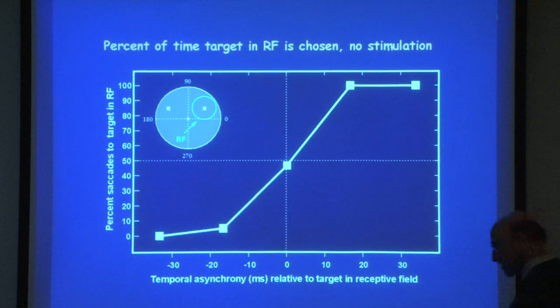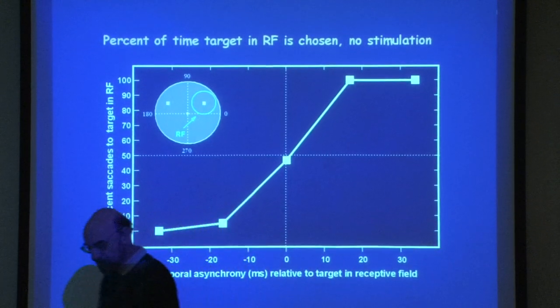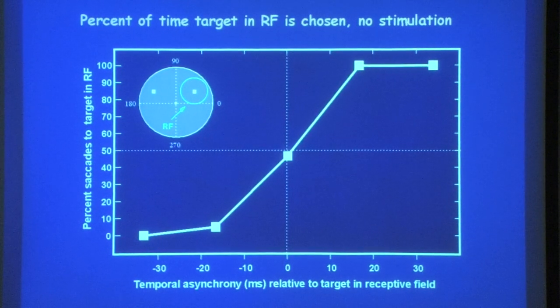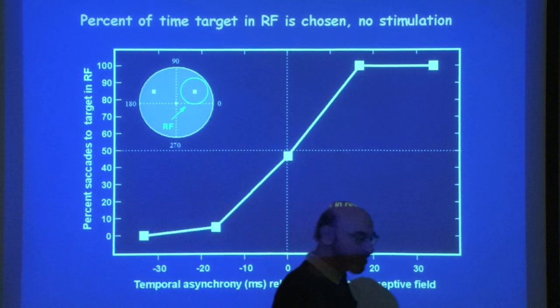So if you do that, what you find is, first of all, if you do this experiment with an intact monkey without stimulation, you find, say, a receptive field here. And then you simply see what the monkey's choices are, left or right. What we plot here is the saccades made to the target in the receptive field. And what you can see is what I've shown you before, namely when the two targets are simultaneous, then the monkey chooses left or right with equal probability.